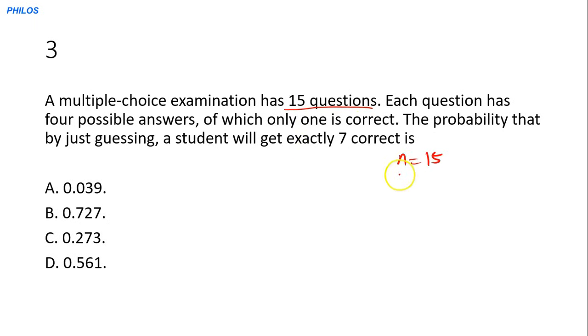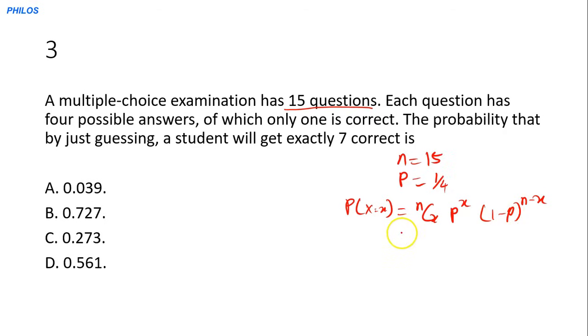Now, the probability of getting 1 question correct is that in 1 question, there are 4 possible answers and only 1 of them is correct. So that will be 1 over 4, 1 correct divided by the number of possible answers. And the binomial formula says that n combination x, then p exponent x times 1 minus p exponent n minus x. This 1 minus p can also be written as q.